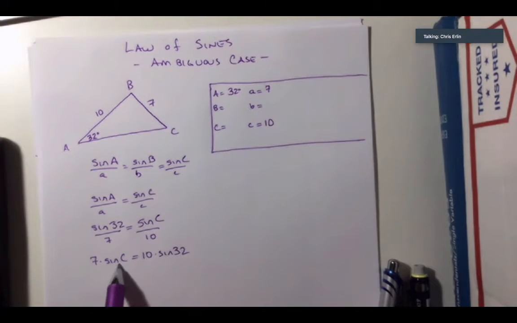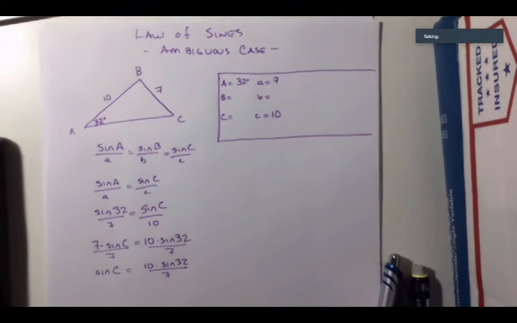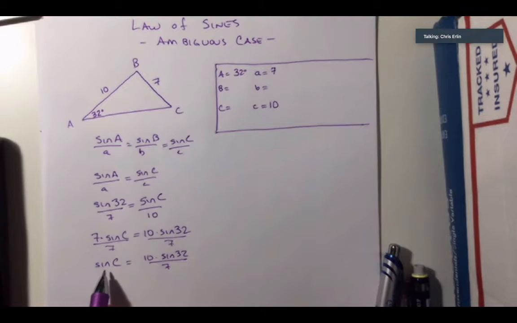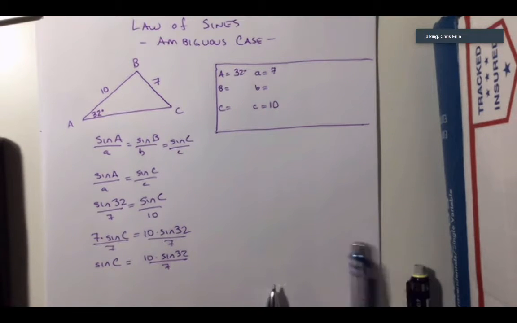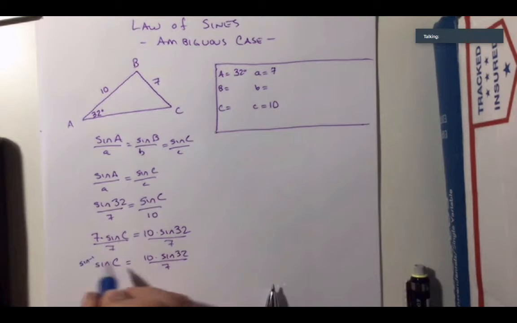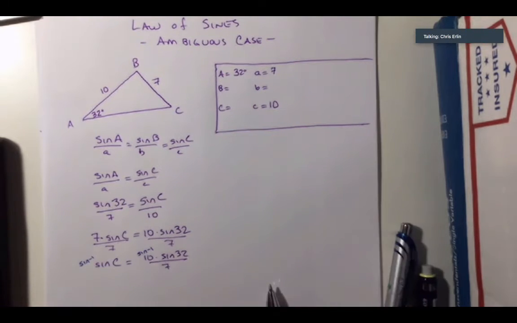I'm trying to solve for C. Right now it's kind of muddled up in here, but I see that it's being multiplied by 7, so I can get rid of that to start with. So now I've got the sine of C is equal to 10 times the sine of 32 over 7. Still want to solve for C. What's being done to C right now? Well, C is being sined. So I'm going to need to inverse sine both sides of the equation. By doing that, this side just becomes C, and on this side I get the inverse sine of this expression, 10 times sine of 32 over 7.